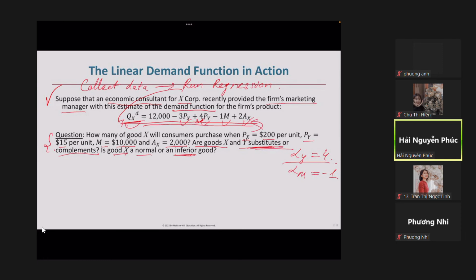You can see that based on a very simple demand function, we can make a lot of conclusions. We know that X and Y are substitutes. We know that X is an inferior good. Okay. All right.